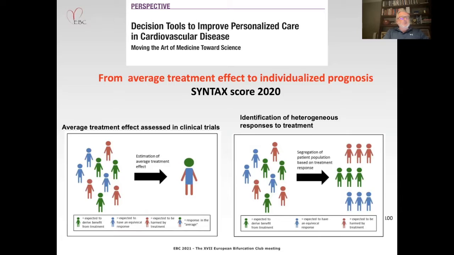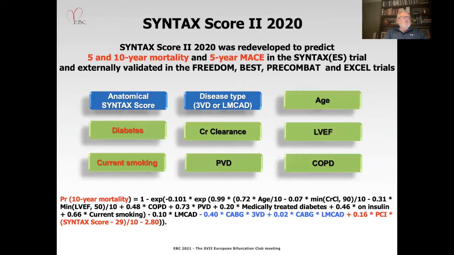It is nowadays essential to identify these individuals with a heterogeneous response and segregate the patient population based on treatment response. The SYNTAX score 2020 was redeveloped to predict 5 and 10 years mortality and 5 years MACE in the SYNTAX trial and was externally validated in the FREEDOM, BEST, PRECOMBAT, and EXCEL trials.